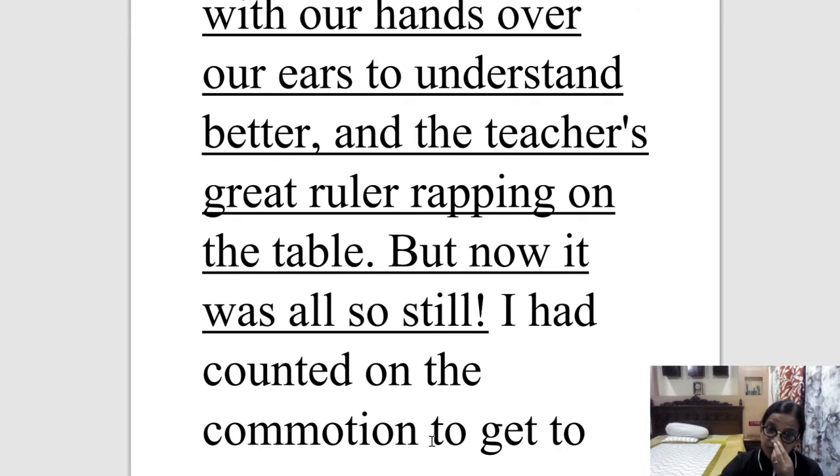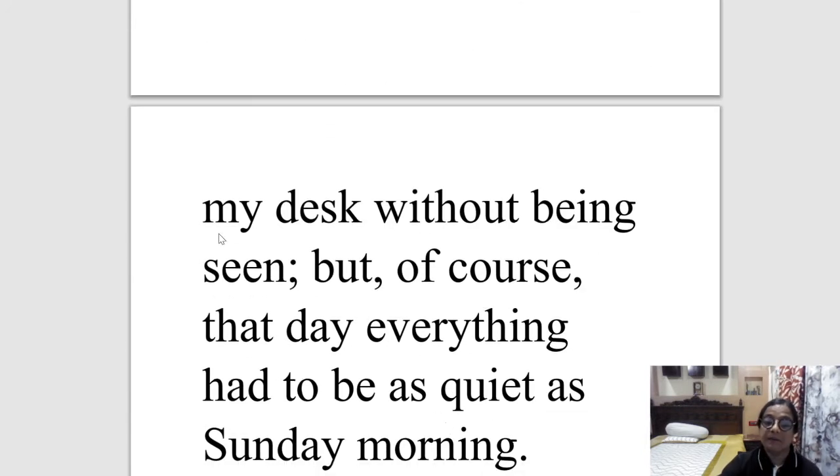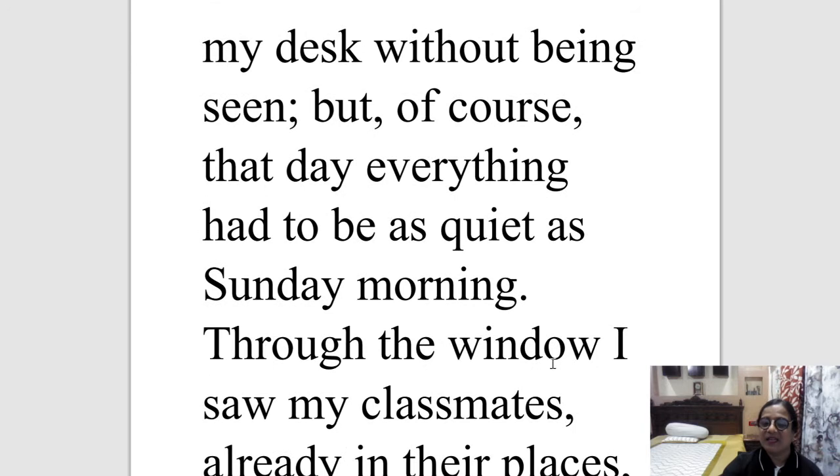I had counted on the commotion to get my desk without being seen. So he used to count on it, means he used to depend on such commotions and he used to slip inside the class and sit quietly there without being seen. But of course, that day everything had to be as quiet as Sunday morning. But everything on that day, what was it? Everything in the school was as quiet as a Sunday morning.